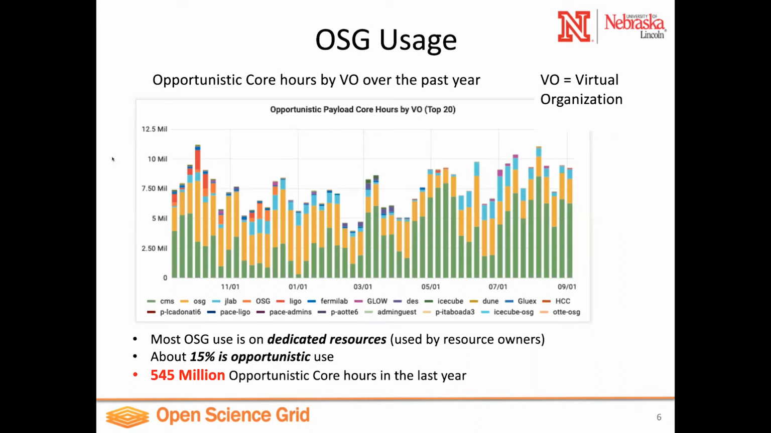Okay, I want to talk briefly about owned versus opportunistic use. This plot shows the opportunistic core hours by virtual organization over the past year. A virtual organization, or VO, is just an organization, a research group, essentially. You may have heard of the high energy physics experiments CMS and Atlas. Those are the primary users of OSG. If you submit jobs through Crane, for example, through our portal to the OSG, then your jobs will be part of the HCC VO, or the HCC virtual organization.